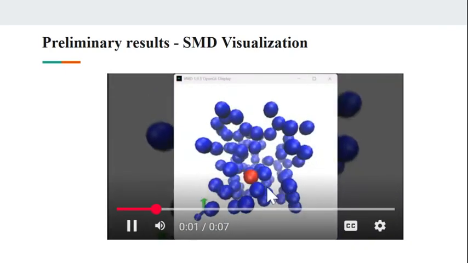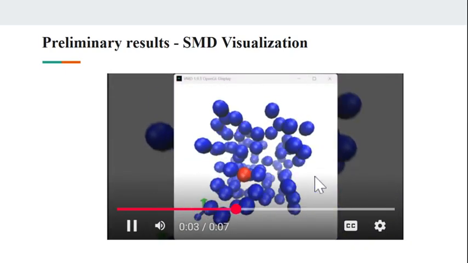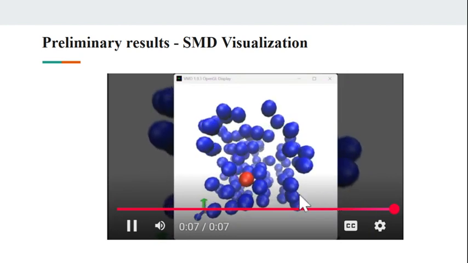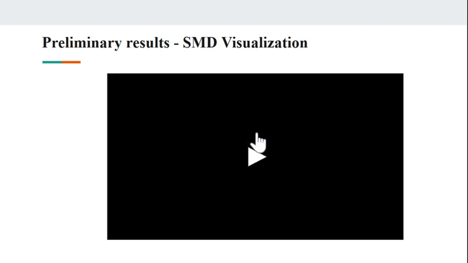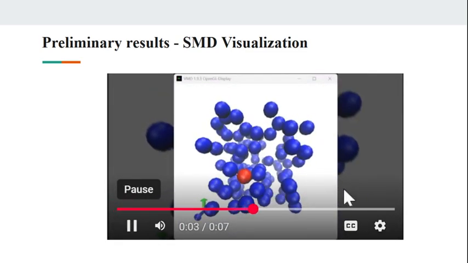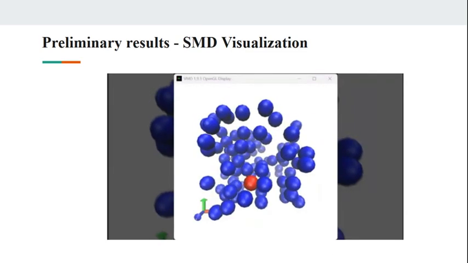Here I'm looking at one atom that's being pulled, the red atom, with a constant force along the x dimension, and the VMD simulation actually depicts how the atom has been pulled with a constant force. Thank you.